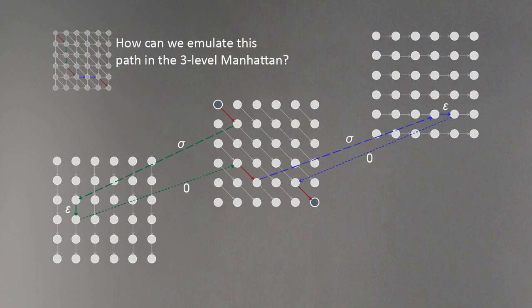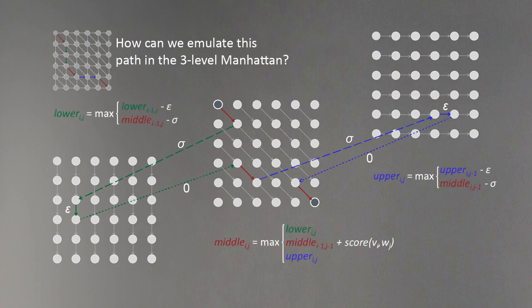To model this mathematically, we can have 3 different equations for dynamic programming, one for each level. The lower level will use information from the lower level itself and the middle level. The middle level will use information from all 3 levels, and the upper level will use information from the upper level itself and the middle level.